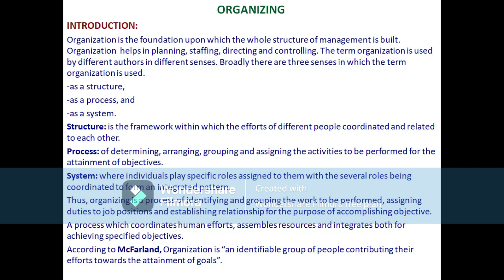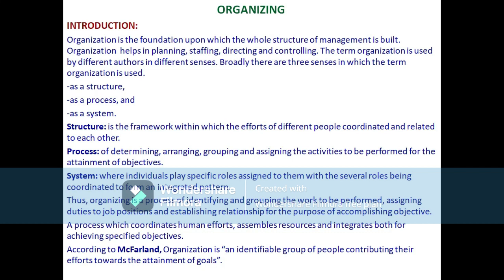Coming to system, the last one. So what does system mean? System is one in which individuals play specific roles assigned to them, with the several roles being coordinated to form an integrated pattern. They all strive to achieve the goals of the organization by coordinating with each other. They integrate the patterns of their departmental goals with organizational goals. Totally, as a system, all these strive to achieve the organizational goals.